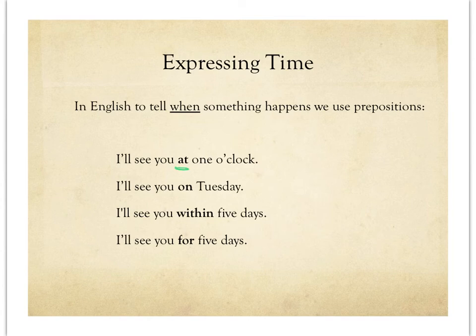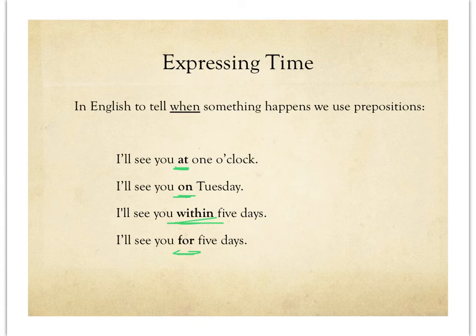I'll see you at 1 o'clock. So if we're talking about a specific time, we say at, or I'll see you on Tuesday, not at Tuesday. Or I might say, I'll see you within 5 days or within the week. And then sometimes I'll say, I'll see you for 5 days. That is, I'll be in Philadelphia next week and I'll be able to see you for the extent of 5 days. So these are 4 different prepositions that we use for time expressions, and they all talk about time in a slightly different way.